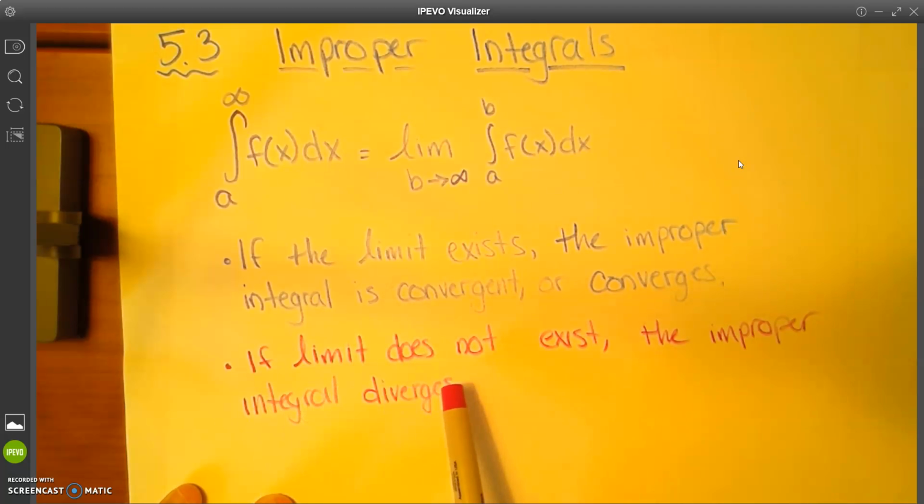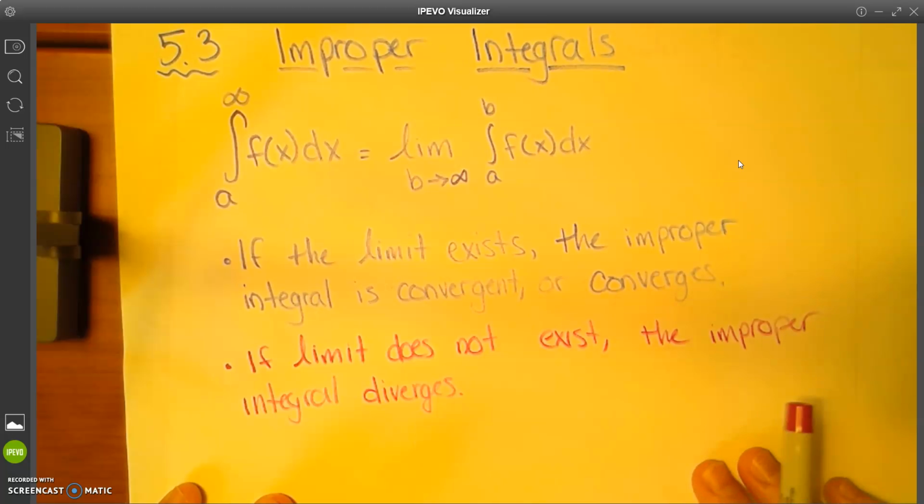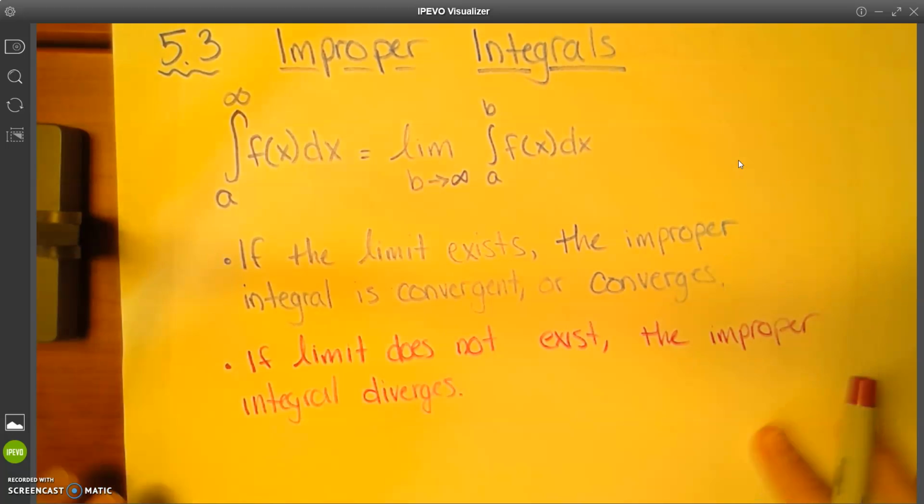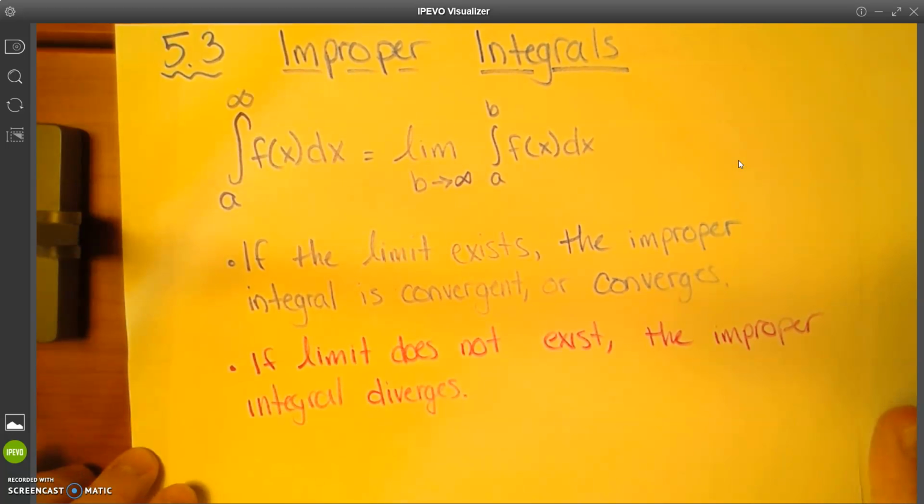If the limit does not exist, meaning either it literally does not exist, or the limit approaches infinity or negative infinity, which is not a real number, then the improper integral is divergent, or it diverges. Okay? So I only have two examples real quick for you, one of each of these cases.